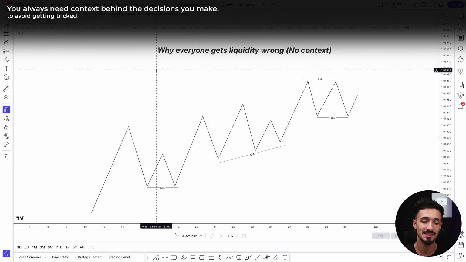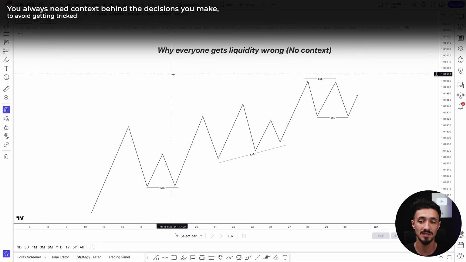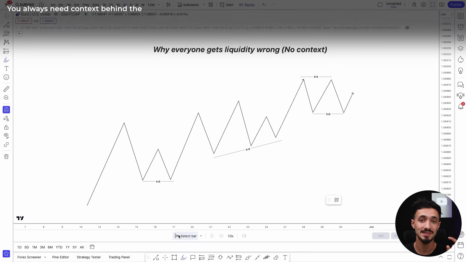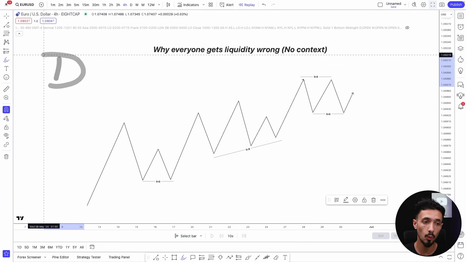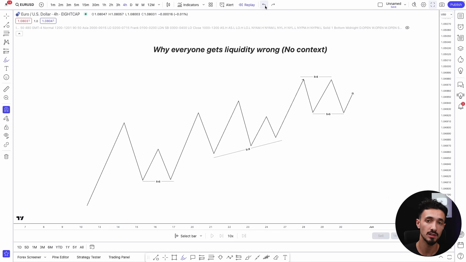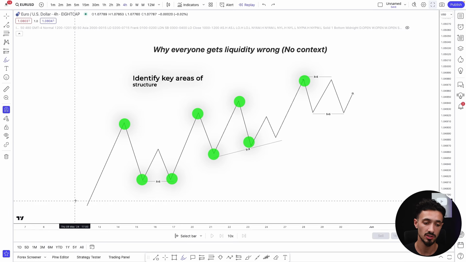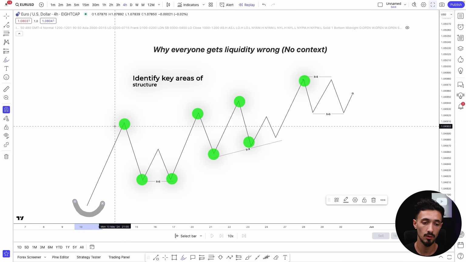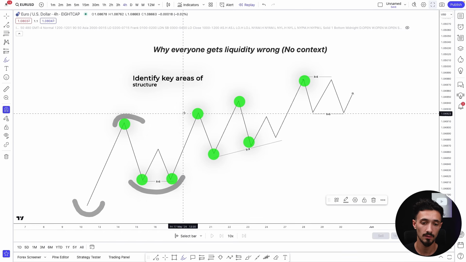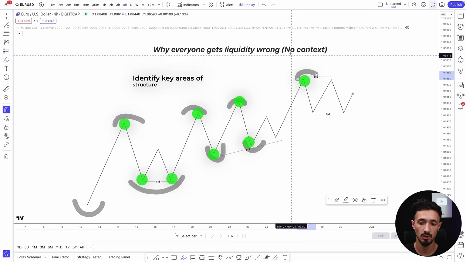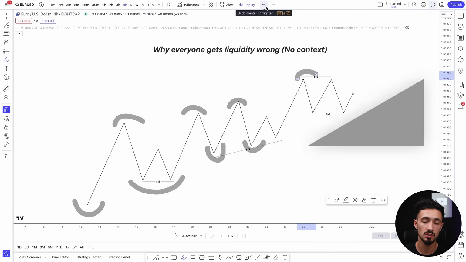Everything needs to be seen through the lens of context. Because here's how I would see it. If I look at this market right now, step number one, always form your directional bias first, like I've just explained to you. So step one, identify our key areas of structure. Where are we trending, right? So we have swing low, swing high, swing low, higher high, higher low, higher high, higher low, higher high. Great, we're bullish.